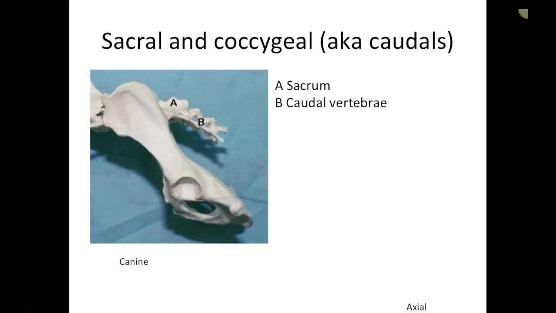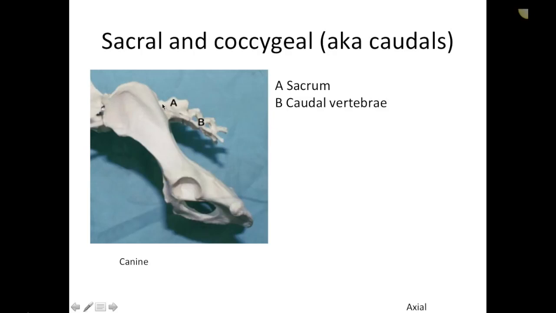So the sacral and coccygeal, aka the caudal. I like the term coccygeal. I feel it's a little bit more anatomically correct. You'll sometimes see it noted as caudals, but coccygeal is what I'll typically use. So we have the sacrum as A and B is the caudal vertebrae.